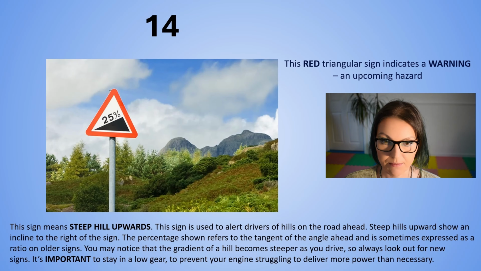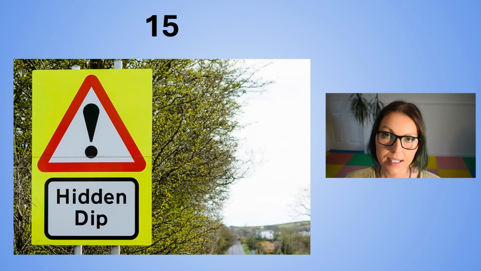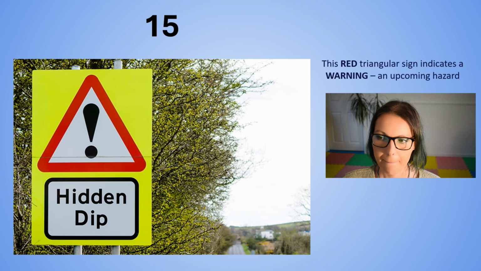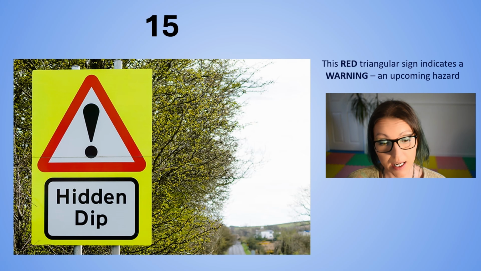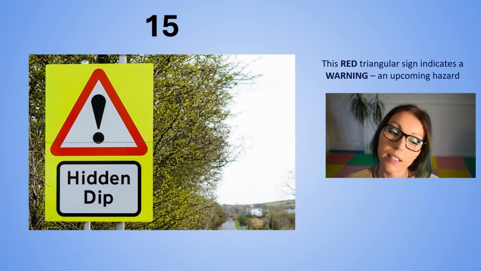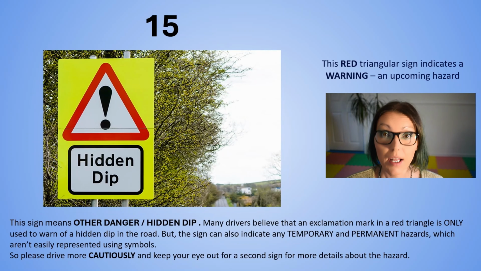Sign number 15. And that's this sign, which is very bright, isn't it? This red triangular sign indicates, again, a warning or an upcoming hazard. And as you can see underneath this sign, you also have written hidden dip. This sign means other danger or a hidden dip.